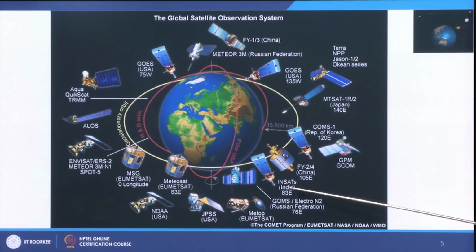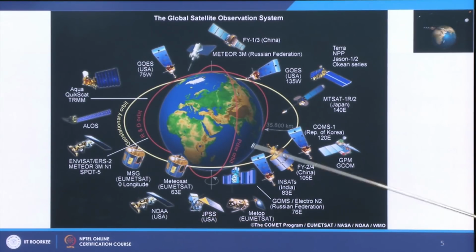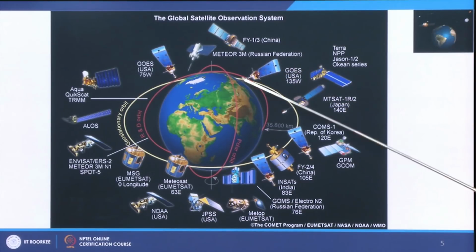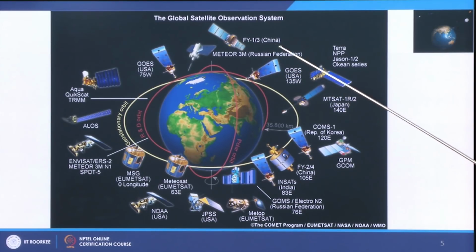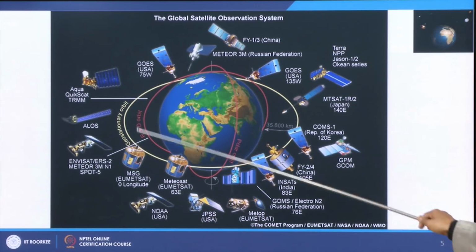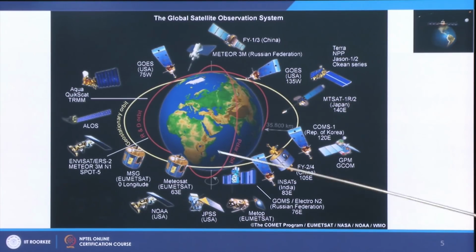Our INSAT satellite is also here, and there are NOAA satellites which started in the 70s, and then many more satellites, like FY1 to 3 and FY2 to 4, which were Chinese satellites, and so on and so forth. If you look carefully, you would find 2-3 types of orbits shown at different distances. This is just a representation of how the earth is being enveloped by different types of satellites orbiting around it.